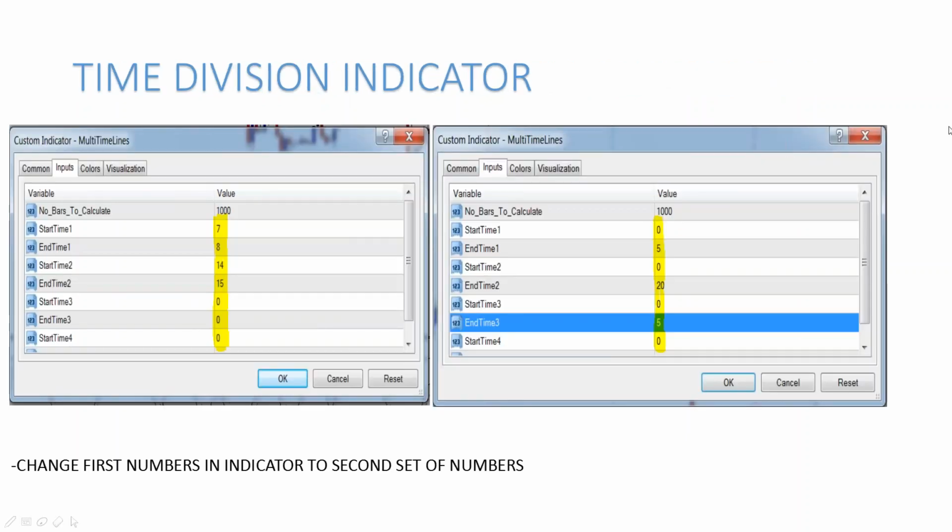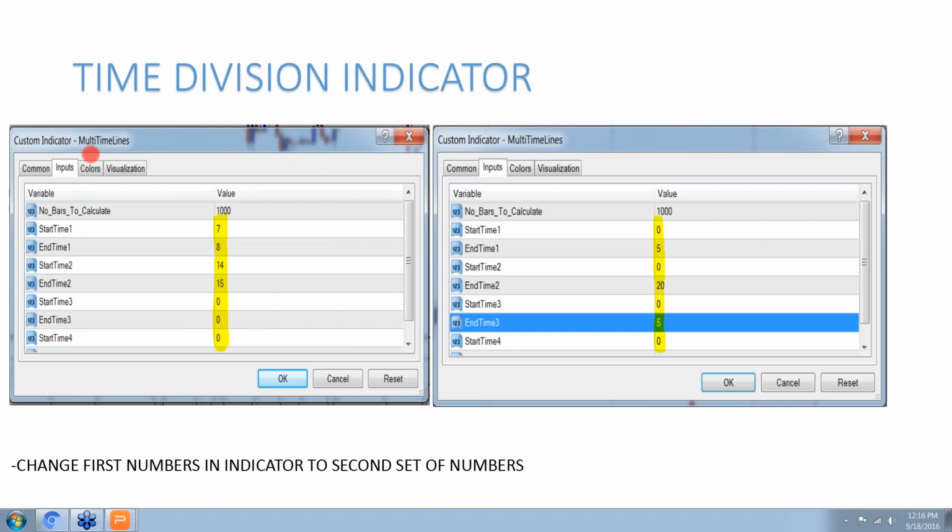That brings us to the next indicator we're going to need, which is the multi-timelines or the time division indicator. This is another one I'll be giving out inside the chat. We've got the default settings here of 7, 8, 14, 15, 0, 0, 0. I've changed them, and these are the numbers you're going to want to change them to. 0 represents the start of the day. I'll explain this more in depth as we go on, so don't be too worried. 0 is the start of the new day according to my charts.